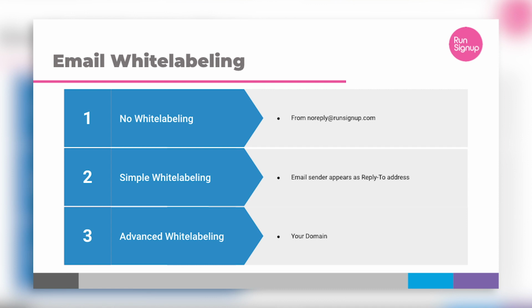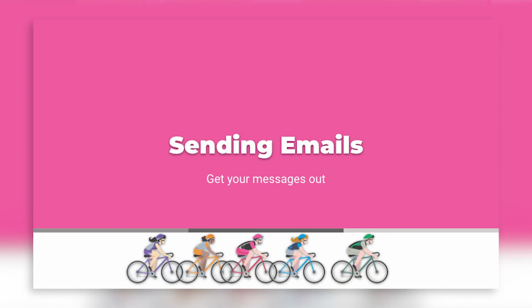White labeling is more of an advanced feature, so the average user probably does not know about it, but it's broken down into 3 steps. With no white labeling, the from address is just going to be the no reply at RunSignup or the reply to address that you set. The simple white labeling is going to be from the reply to address, and the advanced white labeling is going to be from your domain. And Flynn's going to talk to you guys about sending emails.